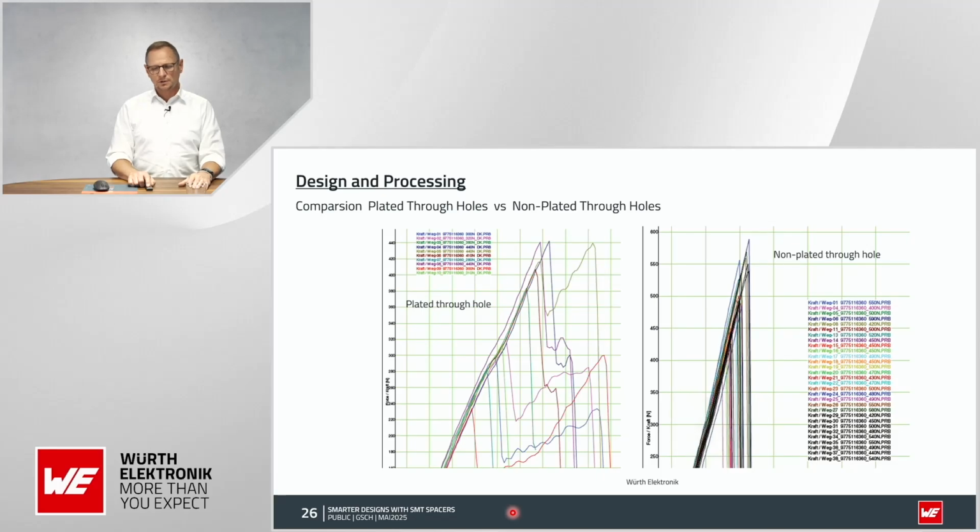So to show this in detail, you can see here the different scales, and on the left-hand side you see the plated through hole. Normally you might think it could be a good idea to have a plated through hole, just to have a better connection. But we proved that this is not necessarily the case, and you can see that the variations of the lines here are so vast. Yeah?